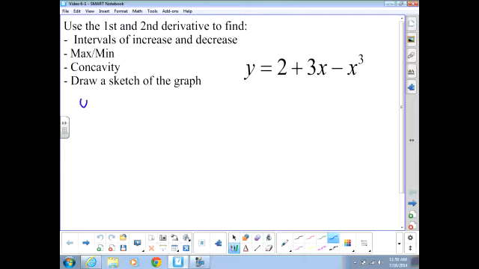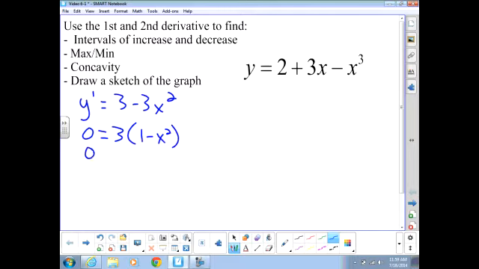So to start out, we'll take our first derivative, which would be 3 minus 3x squared. And we'll go ahead and set this derivative equal to 0. And when we do that, we'll factor a bit. So we'll pull a 3 out, leaving us with 1 minus x squared. And the 1 minus x squared can factor into 1 minus x and 1 plus x.